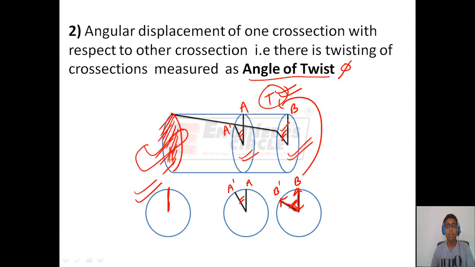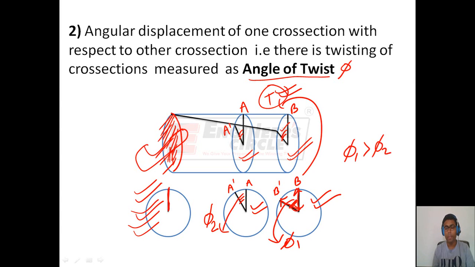Therefore, we can say that there is an angular rotation of one cross section with respect to another. For example, this cross section at the free end has an angular displacement of say phi 1 with respect to the fixed end, and this cross section has an angle of twist phi 2, that is angular displacement with respect to the fixed end. And it can also be seen that the value of phi 1 is greater than phi 2. That is, maximum twisting will occur on the free cross section.